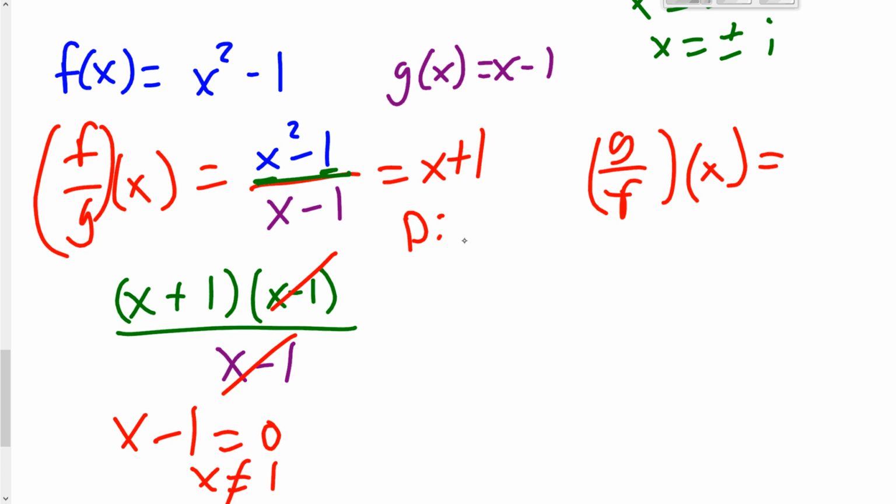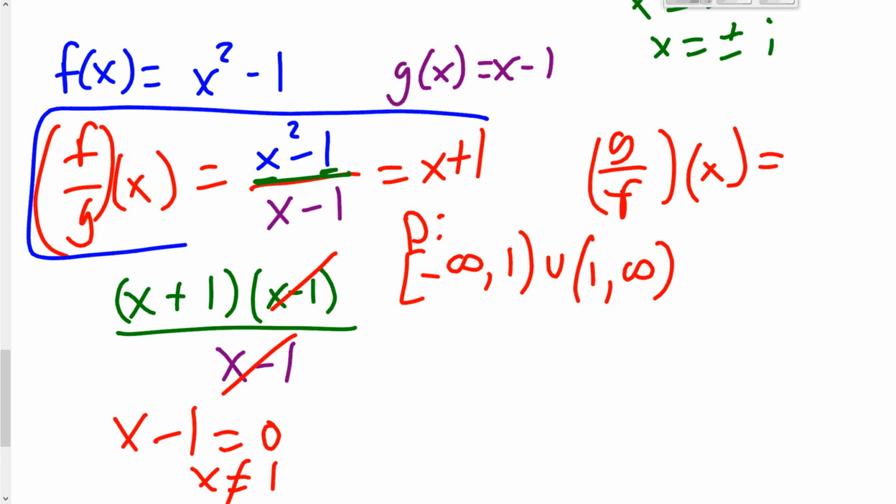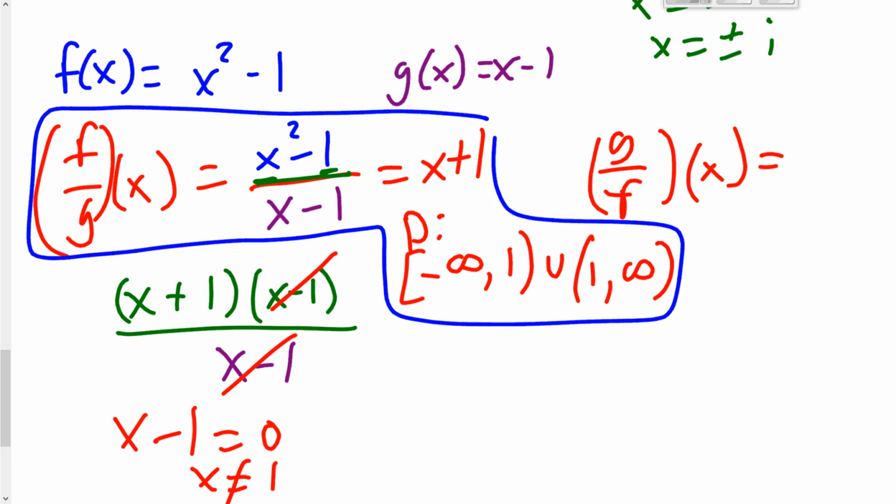So in our domain, we go from negative infinity up until this 1, and it can't be that 1, because we're going to have a hole there. And then from that 1, we go to positive infinity. So there would be my answer of f divided by g of x. It would be x plus 1 would be the answer. And then we state our domain.